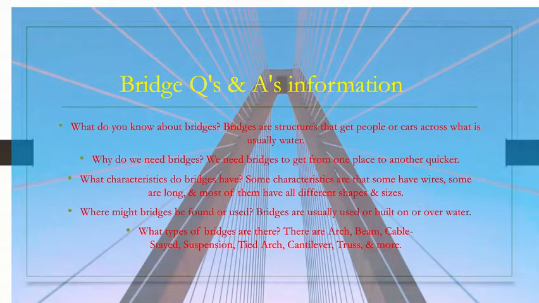What characteristics do bridges have? Some characteristics are that some have wires, some are long, and most of them have all different shapes and sizes. Where might bridges be found or used? Bridges are usually used or built on or over water. What types of bridges are there? There are arch, beam, cable stayed, suspension, tied arch, cantilever, truss, and more.